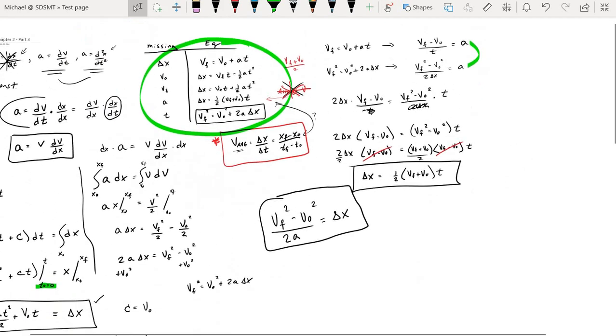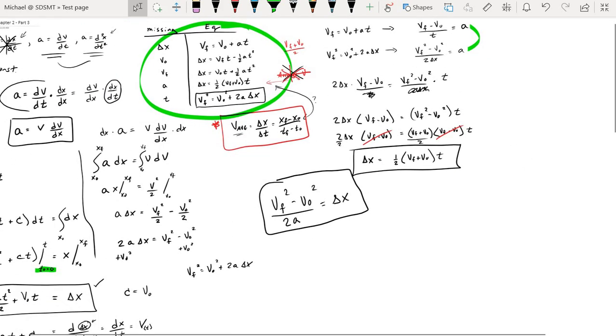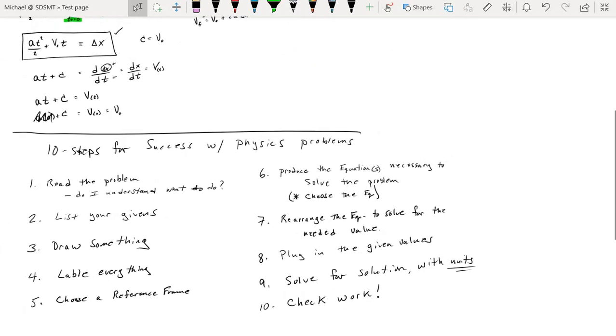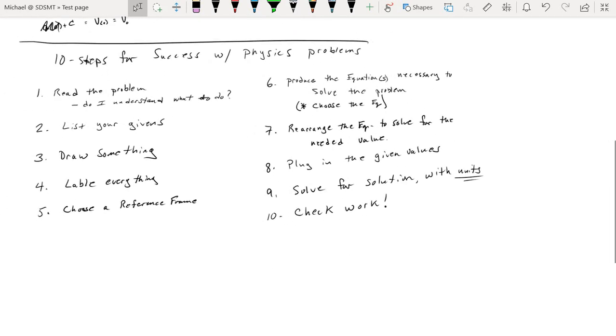So now it's time. Let's try a couple of kinematic problems using the equations that we have circled up top, along with following the 10-step process that we have here.